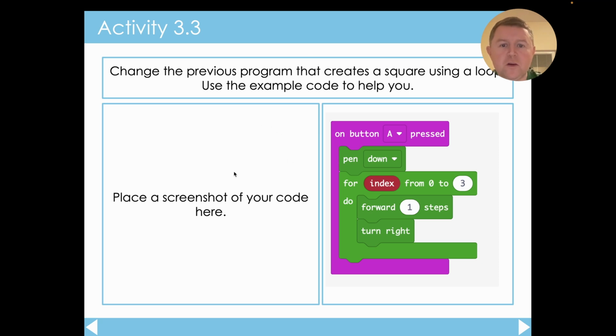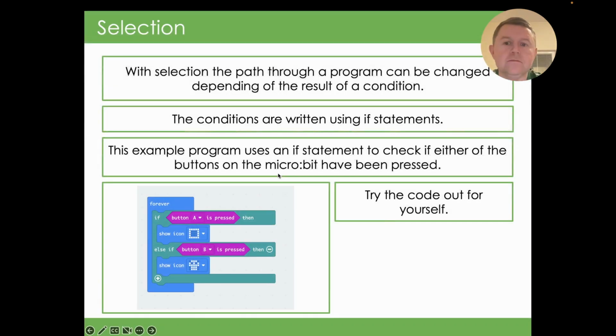Okay, so then place your code here. So that's loops, which help us to repeat things over and over again. So the next thing I want to do is look at selection. Selection lets us change the path through our program.